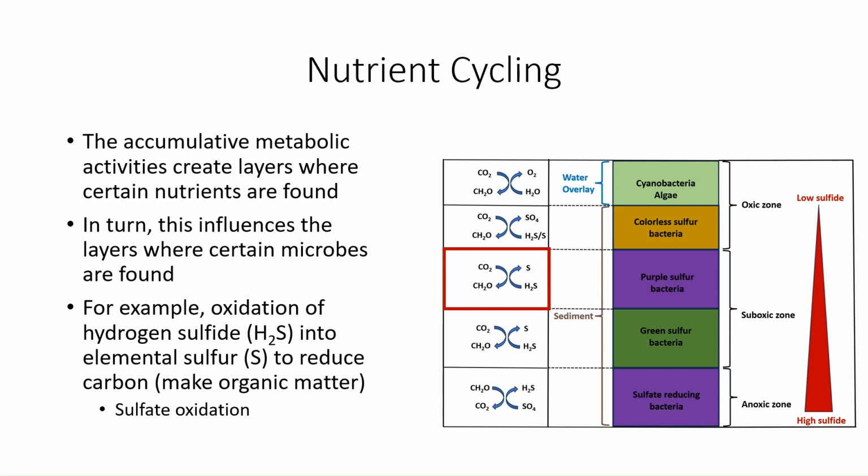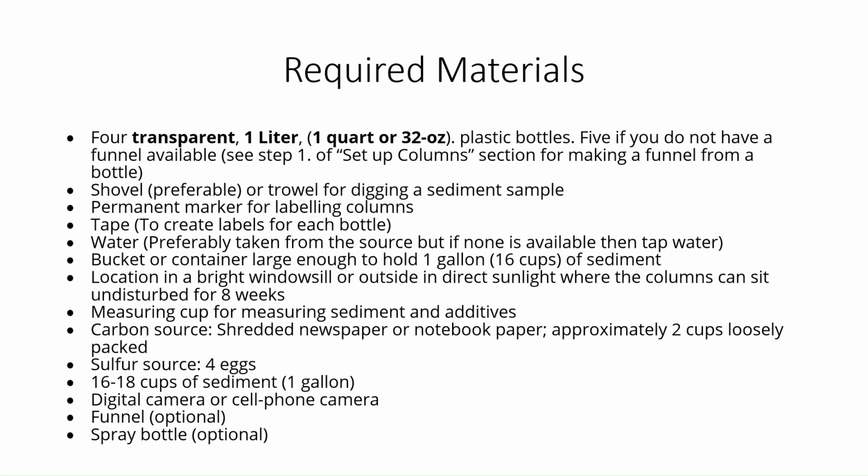Now let's go over how we're going to set up our Winogradsky column. First, there's a variety of required materials. Most of these you should have in a home or kitchen. So we're going to need, importantly here, 4 transparent 1-liter plastic bottles, essentially water bottles. It's important in bold here that they are transparent because we need light to penetrate to them.